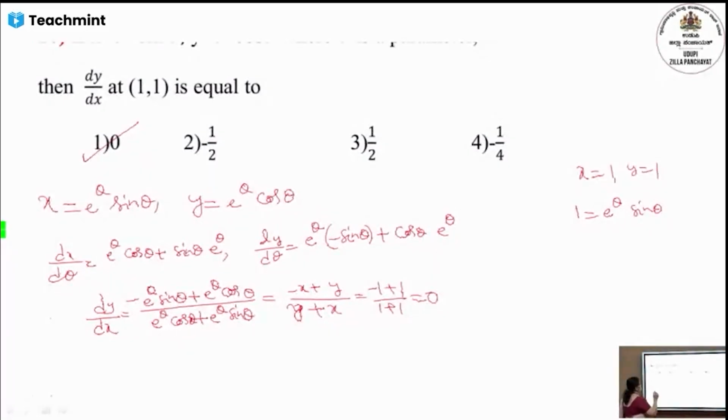So dx by d theta, I have applied the product rule. Dy by d theta, again I have applied the product rule. Then dy by dx is dy by d theta divided by dx by d theta. So e power theta sine theta is x, e power theta cos theta is y. And the derivative is asked at 1, 1, so you get it as 0.